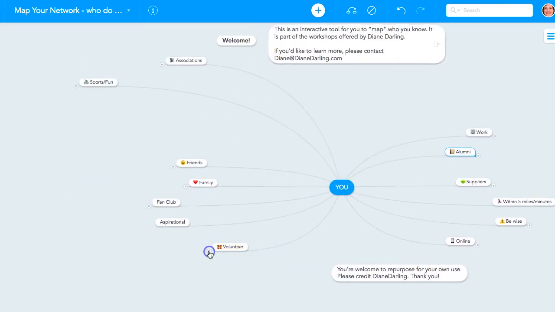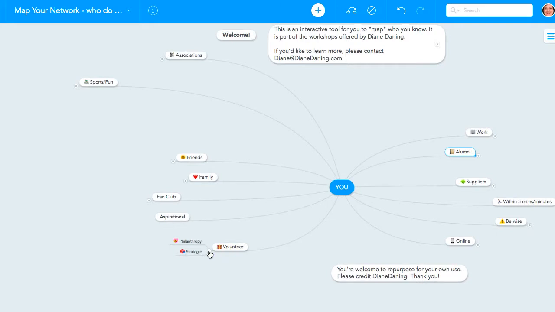One of the areas I like the most is volunteer. And I have 2 parts of volunteer work that are important to me. One is philanthropy. I just do it because I care about the cause. Another one is strategic. I may volunteer for a trade association conference that I'm not paid for, but I will have a chance to meet potential clients.